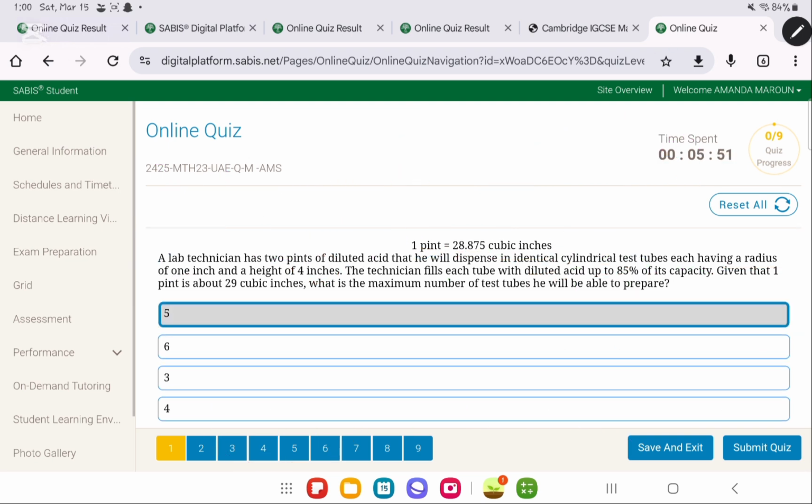Now, in the AMS, there came a different question. It was about a fish tank. If I remember, the dimensions were 45, 25, and 30. Someone correct me in the comments if I'm mistaken. And they said, I believe, that 80% of the fish tank was already filled.